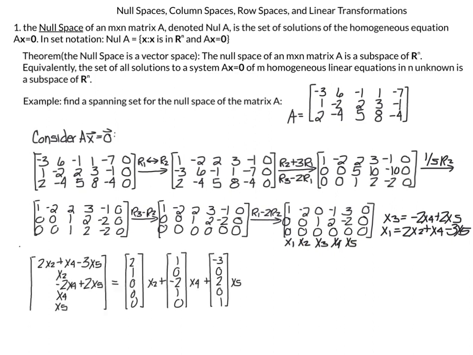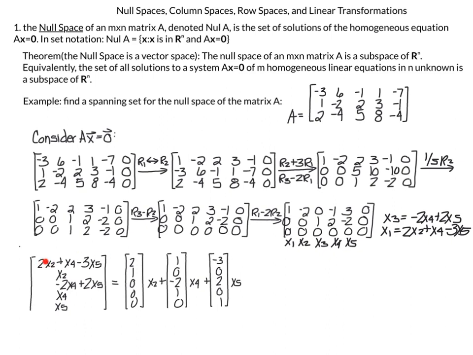So I've rewritten my solutions for Ax equals 0 as: x1 is 2x2 plus x4 minus 3x5. My x2 is free. My x3 is negative 2x4 plus 2x5. My x4 and x5 are free. Now, I want to write this as a vector times x2, a vector times x4, and a vector times x5, in other words, using my free variables.